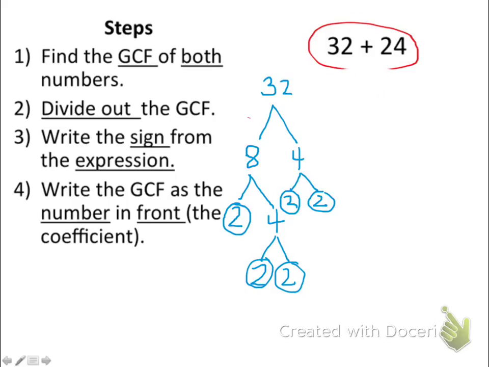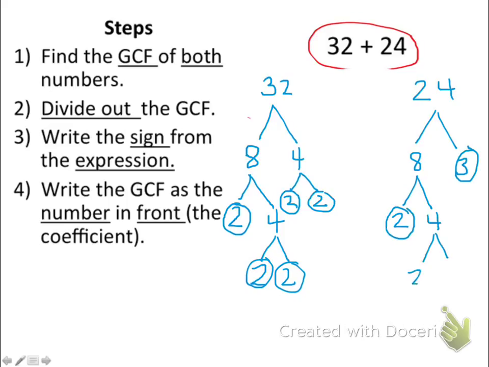Okay, let's do the 24. Make sure you're writing this down on your handout. Two numbers that multiply together to give me 24 are 3 and 8. 3 is prime, so I'm going to circle it. Two numbers to give me 8 are 2 and 4. 2 is prime, so I circle it. Two numbers to give me 4 are 2 and 2. They're both prime, so I'll circle them.